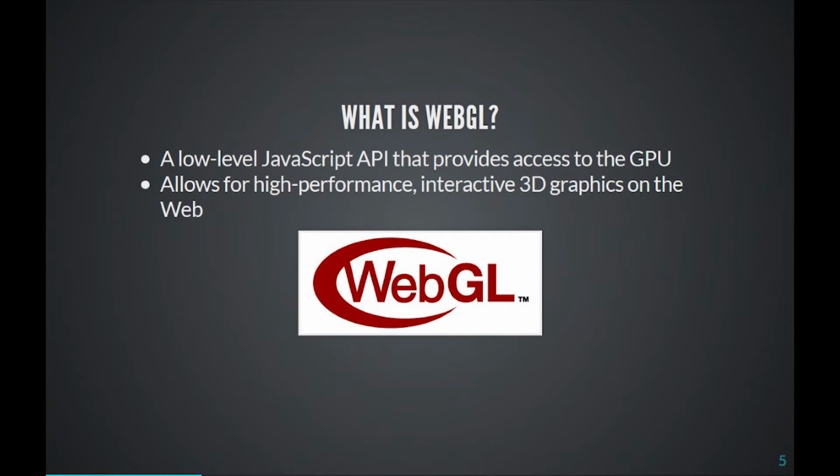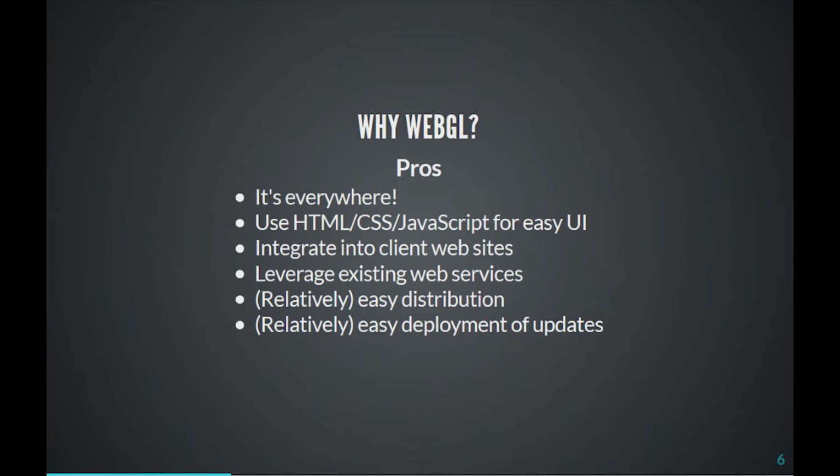WebGL, for those who don't know, is a JavaScript API, native in the browser, that allows access to the GPU. What that means is you can do high performance, interactive 3D graphics on the web. You can stick these 3D scenes in a web page. Why do we like WebGL? It's everywhere. It's supported on all major browsers now, and mostly on mobile devices.